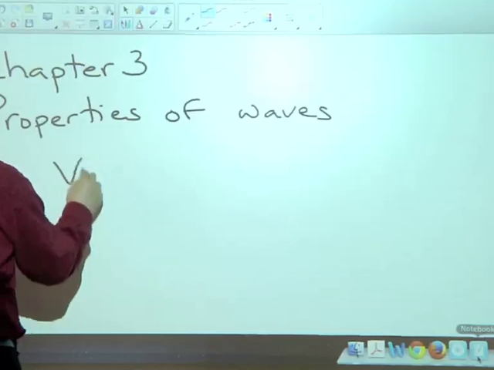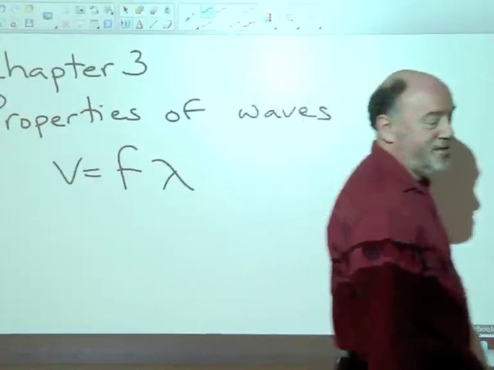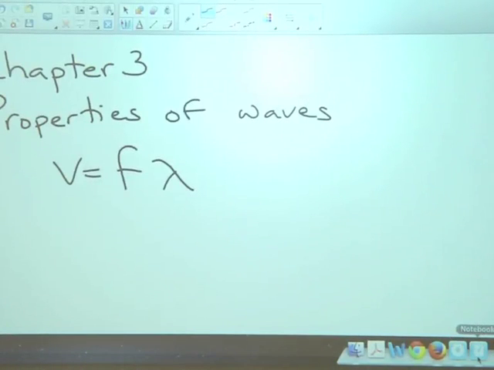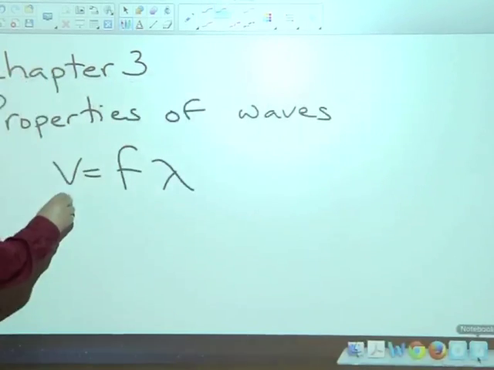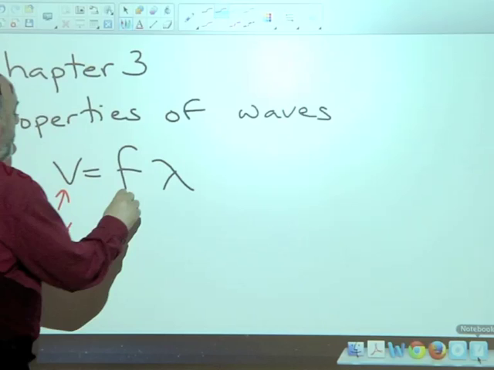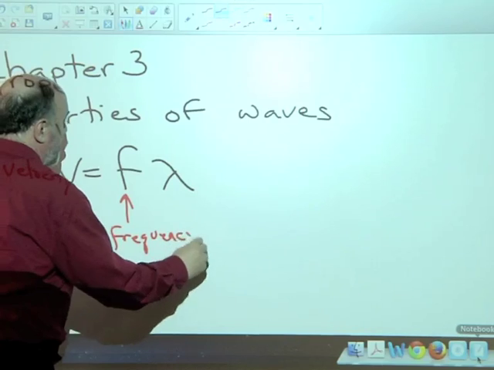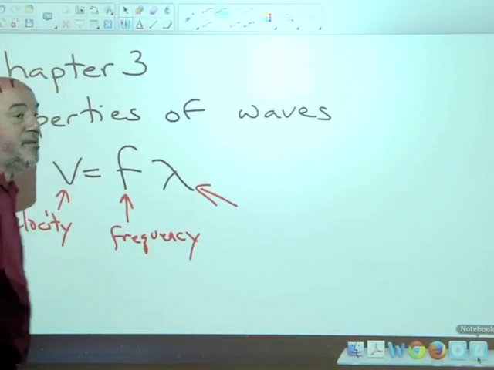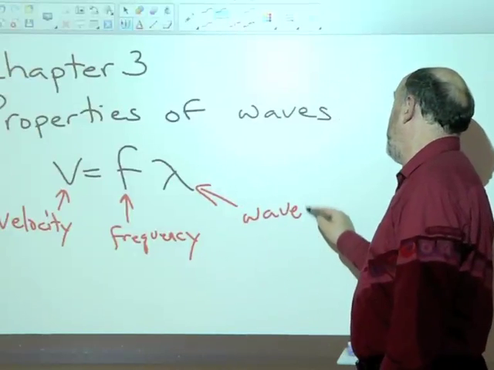First off, there is an equation that relates the velocity, the frequency, and the wavelength. So in terms of this equation, V is the velocity, F is the frequency, and then lambda would be the wavelength.